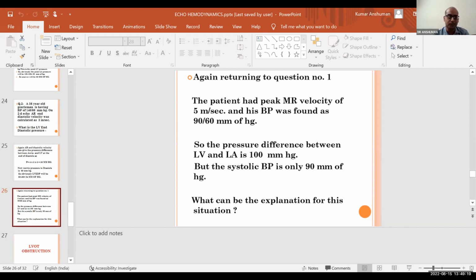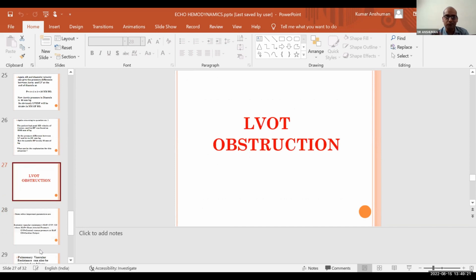It cannot be negative. So the answer is LV obstruction, LVOT obstruction. The pressure in the LV, which is measured by the 4V square Bernoulli's equation, is high, but the pressure in the aorta, which is measured by the BP apparatus, is low. Because of the LVOT obstruction, the LV pressure is not transferring to the aorta. So if you get this condition, you can use this simple measurement to understand there must be some LV obstruction.